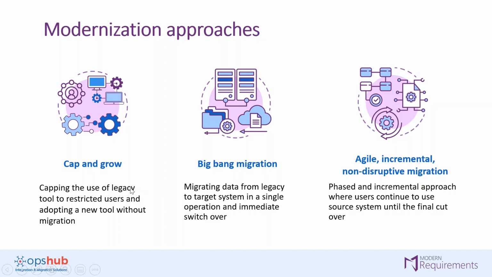While cap and grow and big bang are traditional approaches, modernization, as the name calls for it, requires a modern approach, which is agile, incremental, and non-disruptive migration. It is also one of the last approaches that we are going to discuss. It is about migrating project by project in an incremental manner, where teams continue to use the source system while the migration is going on.